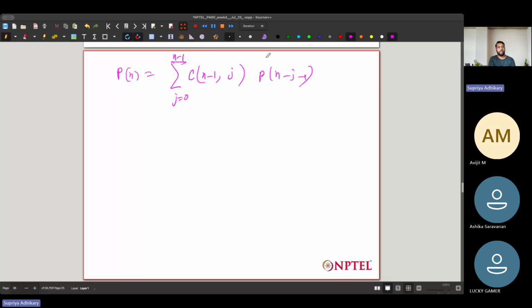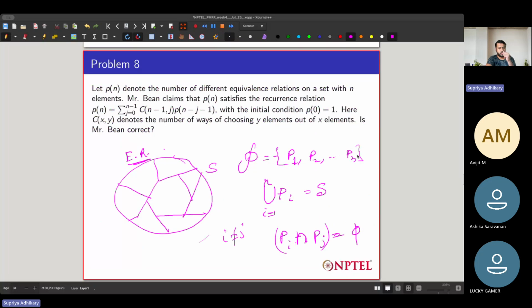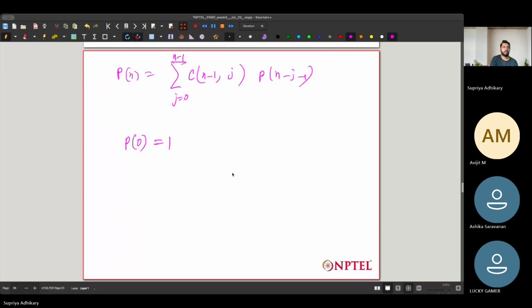Okay, so in order to use induction, we have to have an initial condition, that is P0 is equal to 1. And since P0 is equal to 1, this 1 should actually be equal to the sum of j equals 0 to 0. So basically this should be 0 only, and here it should be C(0, 0).